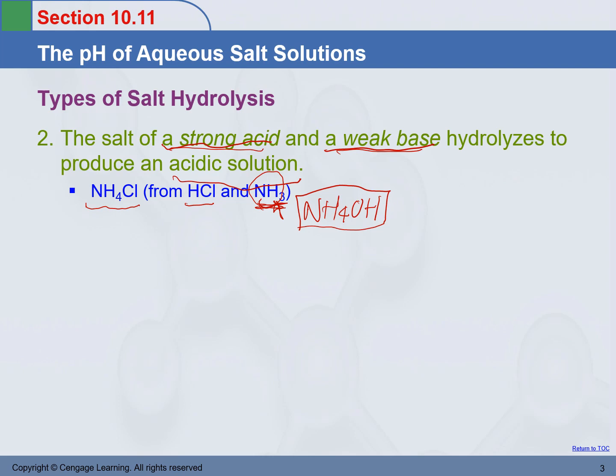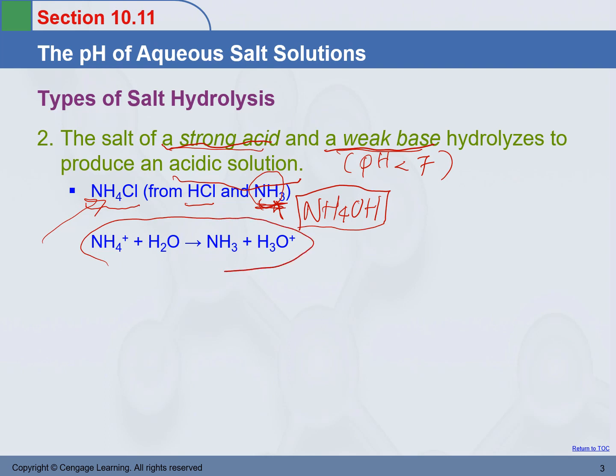So ammonium chloride is a salt from a strong acid and a weak base. If you dissolve ammonium chloride in water, the solution will be acidic. The pH will be lower than 7. Okay, the equation here talks about why, the reasoning, hydrolysis. Don't worry about it. It is not required for this class.